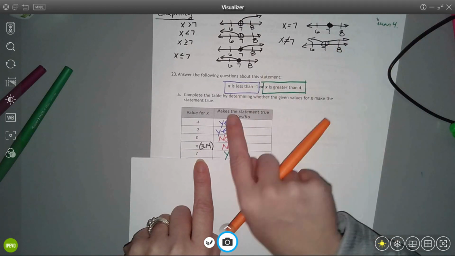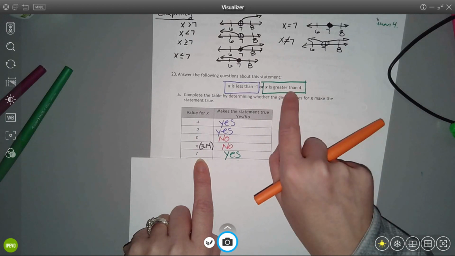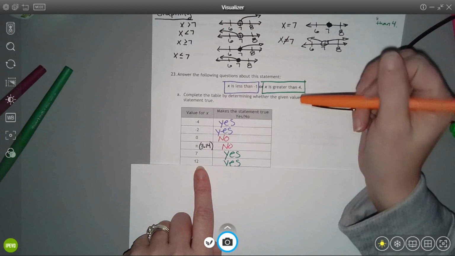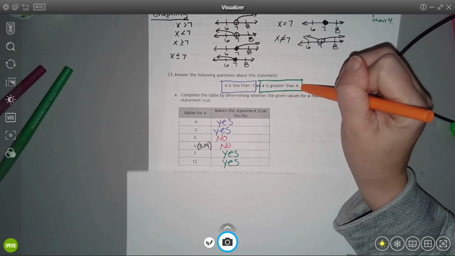The number 7, that falls into this rule here. 7 is greater than 4. 12, 12 falls into that rule. 12 is greater than 4.